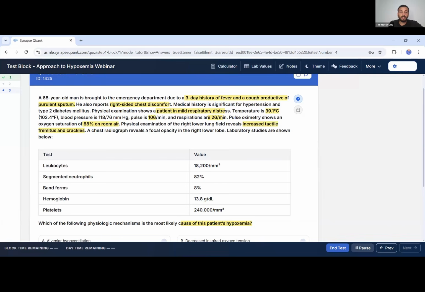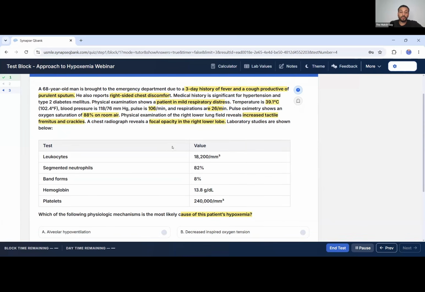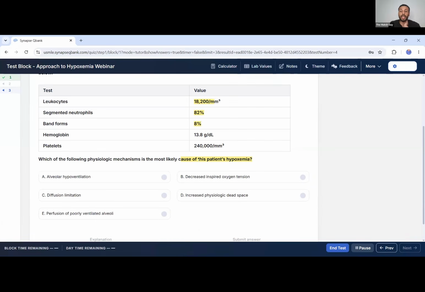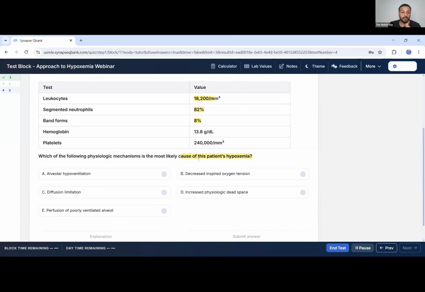A chest radiograph reveals a focal opacity in the right lower lobe. Laboratory studies are shown. Leukocyte count is high. Neutrophils are high. Band cells are high. What does this patient have? Before answering the question, do you know, guys? Yes, this is the same as the previous one. This patient has pneumonia. Pneumonia is a very high yield concept.